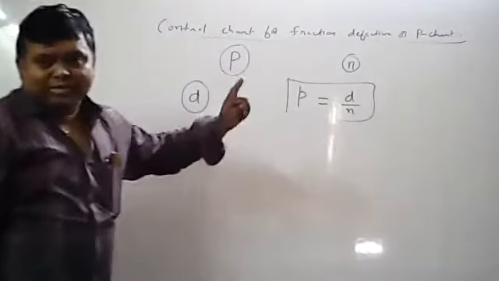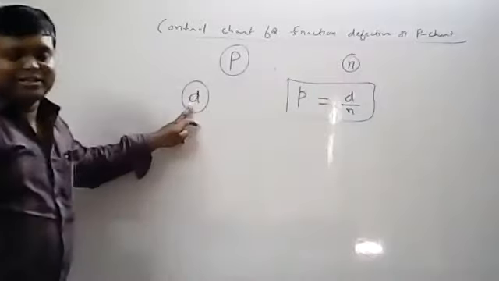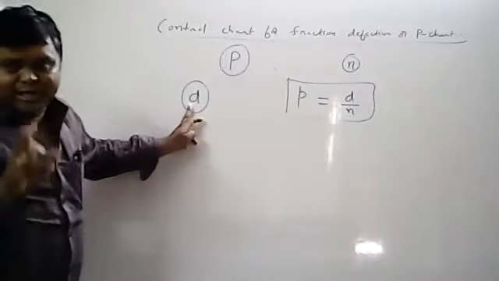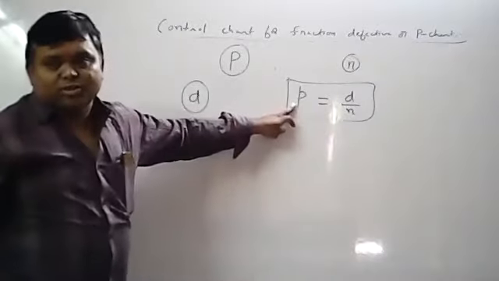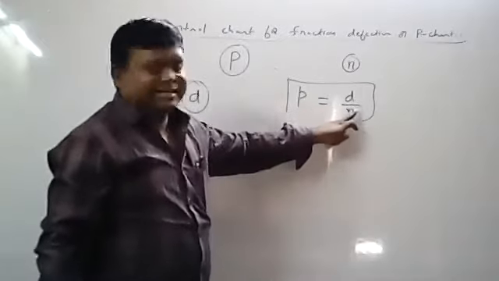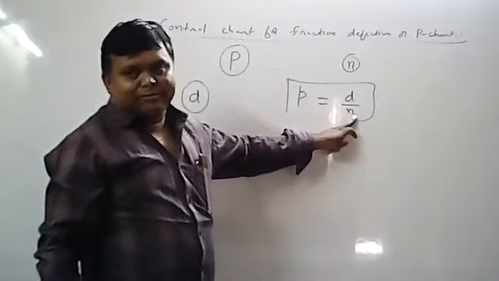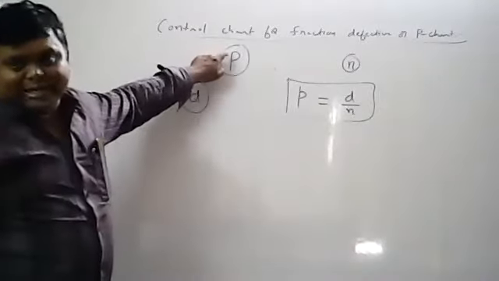I think all of you understood. I have considered a sample, N is the sample size, and let D be the number of defectives. If you get a defective item, that is called success. Small p is called the proportion of defective items, and the small p formula is D by N. Probability of success is denoted by capital P.